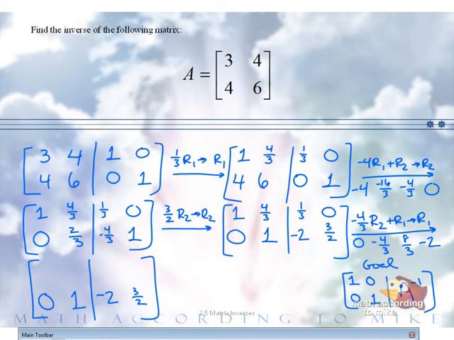1 plus 0. 1. 4/3 and negative 4/3 make 0 by design. 1/3 and 8/3. Yep. And 0 and negative 2 make negative 2. Did we get our identity matrix on the left? Yep. So the inverse is on the right.